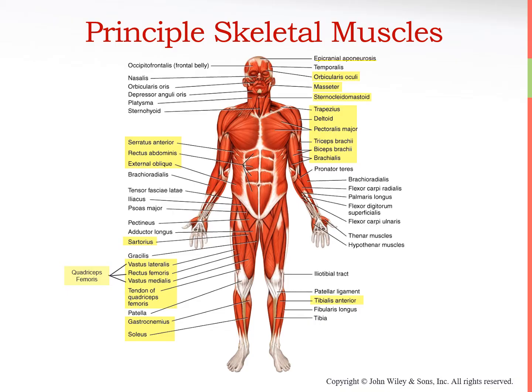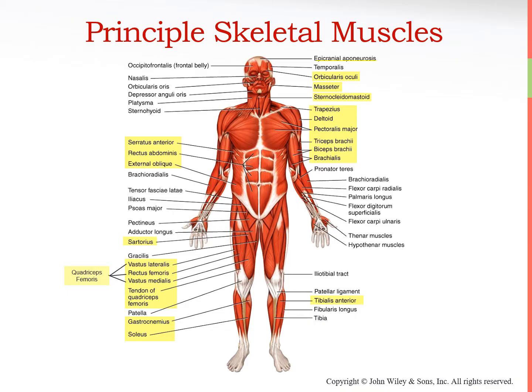Going down the diagram, we have the sartorius in the thigh region, and this is an oblique muscle called the Taylor's muscle, so named because it is a muscle that contracts when one crosses their legs. It is also the longest muscle in the body.